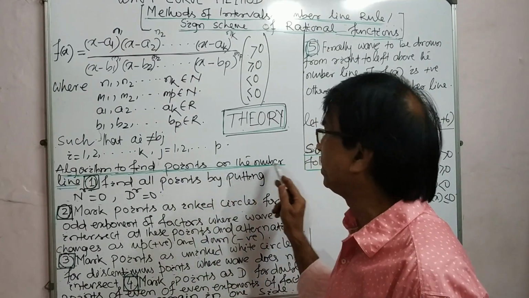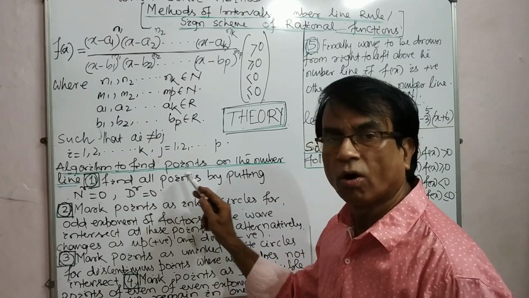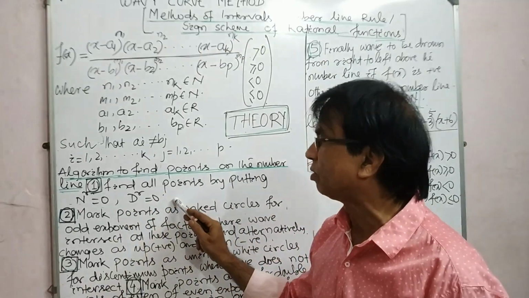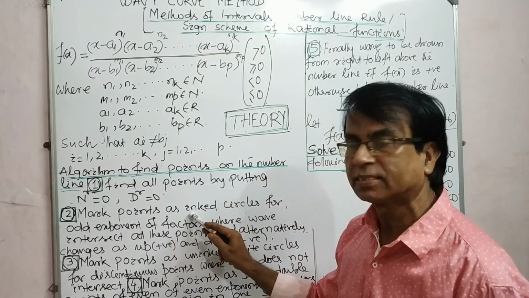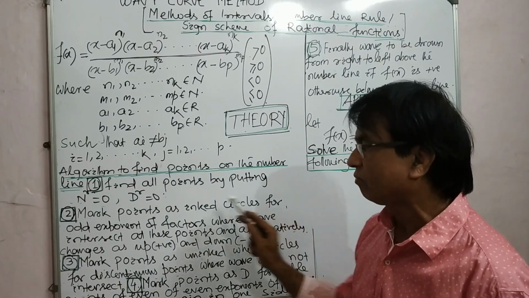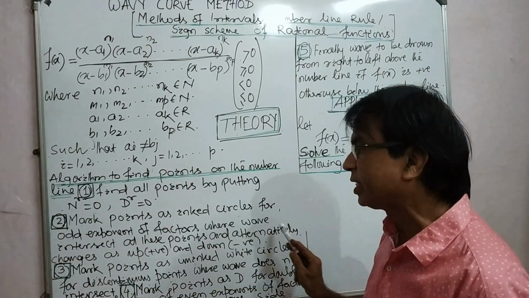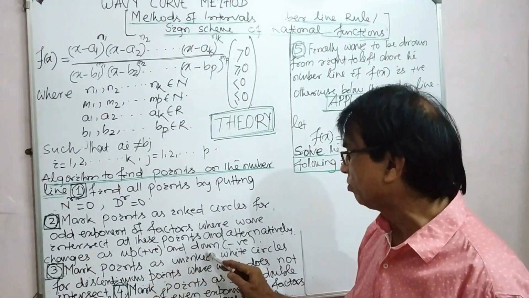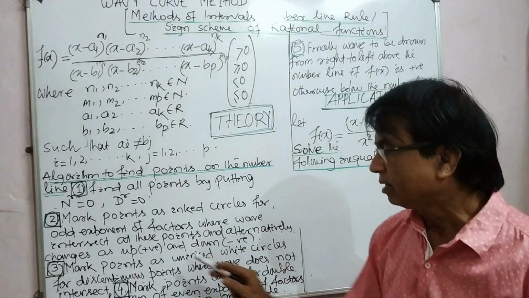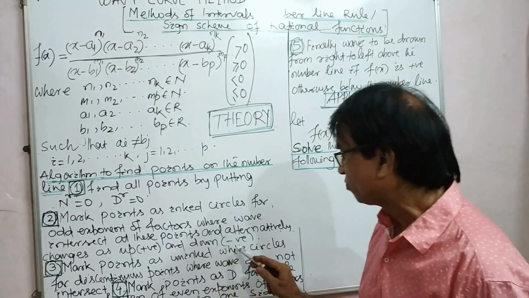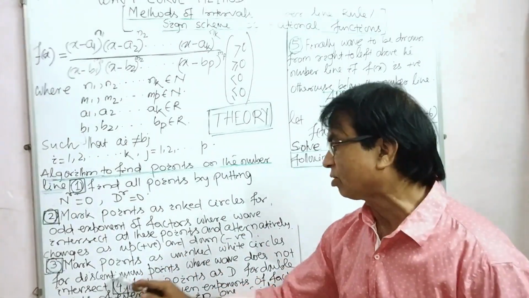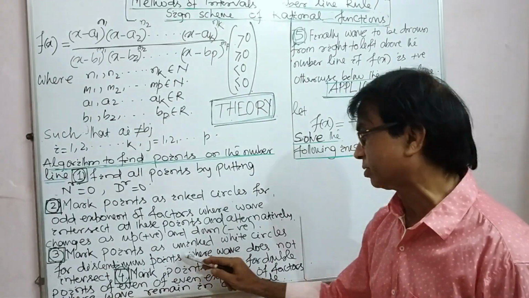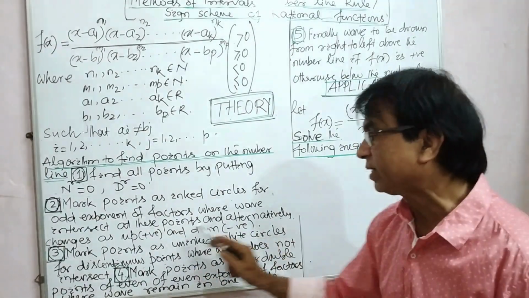Algorithm to find points on the number line: find all points by putting the numerator equal to 0 and the denominator equal to 0. Mark points as circles for odd exponent, where the wave alternately changes as up positive and down negative. Then mark points as white circles for discontinuous points. These points will be excluded from the solution, where the wave does not intersect.